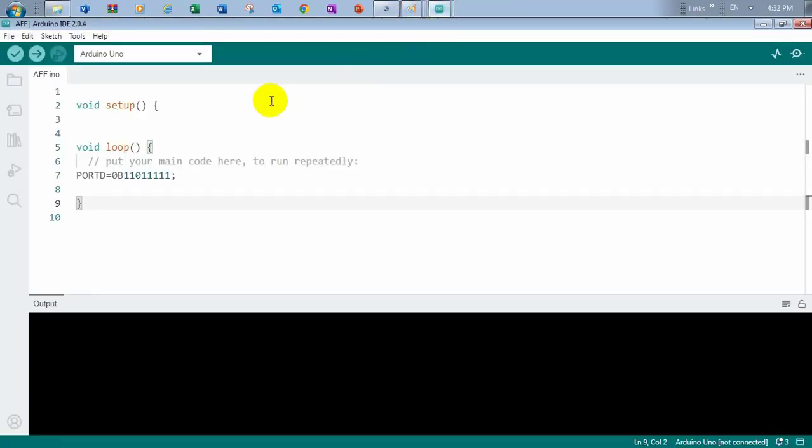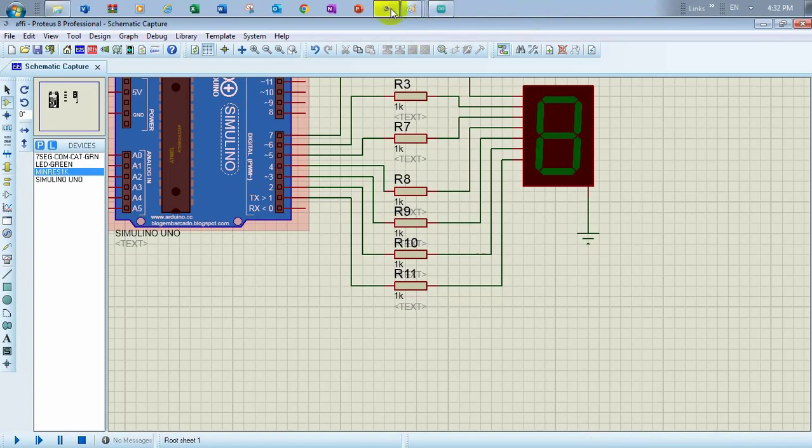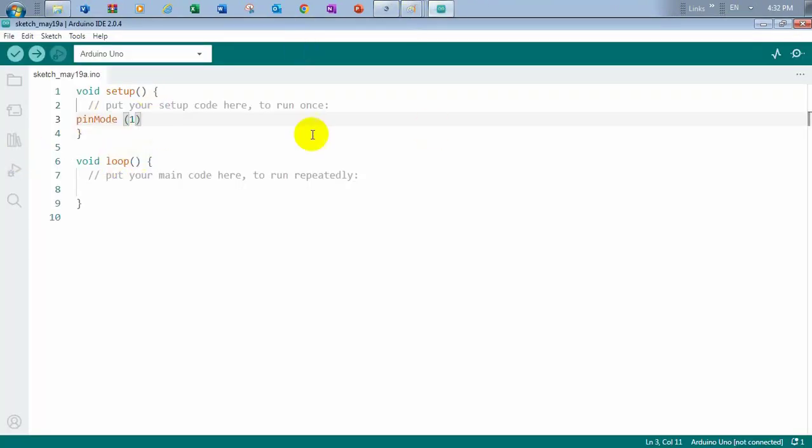number 1, comma, and output. We can use 1 instead of output, it's the same. We can write 1 instead of output, and semicolon.